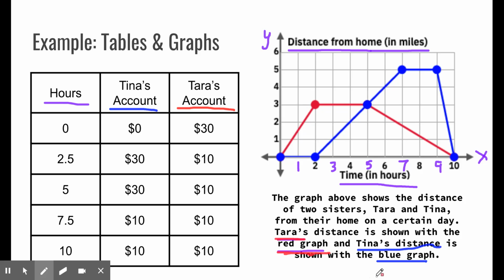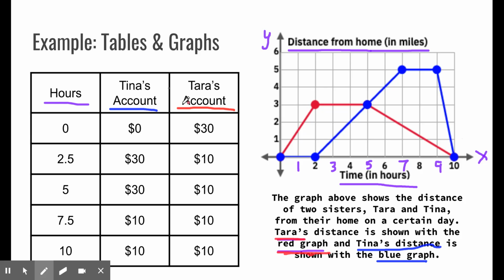Versus if we look at Tina on the blue graph, we can see that she's also starting at home. She stays at home for a while. It stays constant at 0 distance from home, but then she increases, stays constant for a little bit, and then decreases.